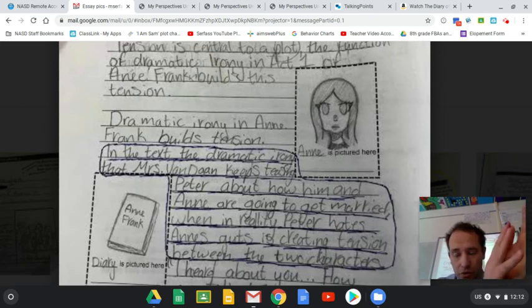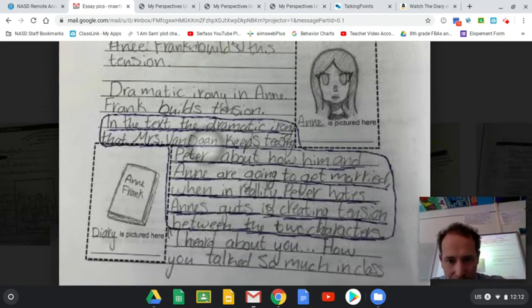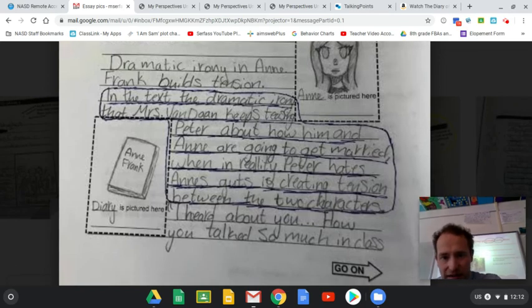You want to ensure that you know what the prompt is. In the text, the dramatic irony is that Mrs. Van Daan keeps teasing Peter about him and Anne going to get married, when in reality, Peter hates Anne's guts, and this is creating tension between the two characters, right? There's that word tension even mentioned in the context. Ooh, that rhymed, right? Perfect.